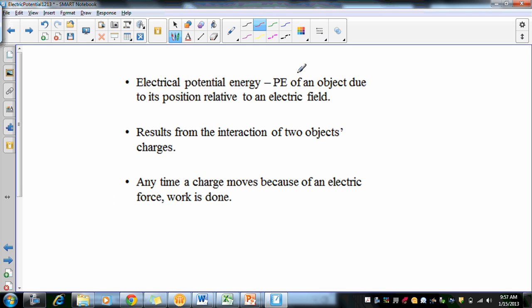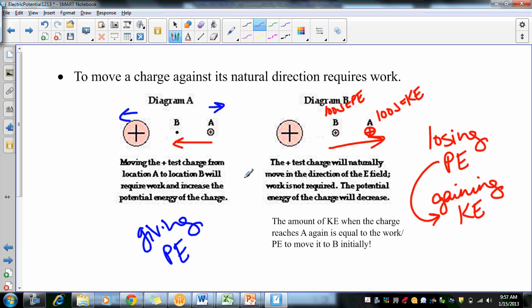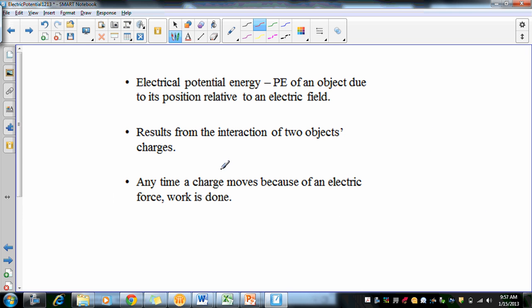Electric potential energy is the potential energy an object has due to its position. So again, just like in the previous example, we have to give this charge potential energy. We have to do work on it and give it potential to move towards that other positive charge. This results from an interaction of charges. So if you have a positive and a positive, they want to repel. That's an interaction of charges. If you have a positive and a negative, they want to attract. So here, the opposite would be if you pulled this away, then you have to do work to pull them away.